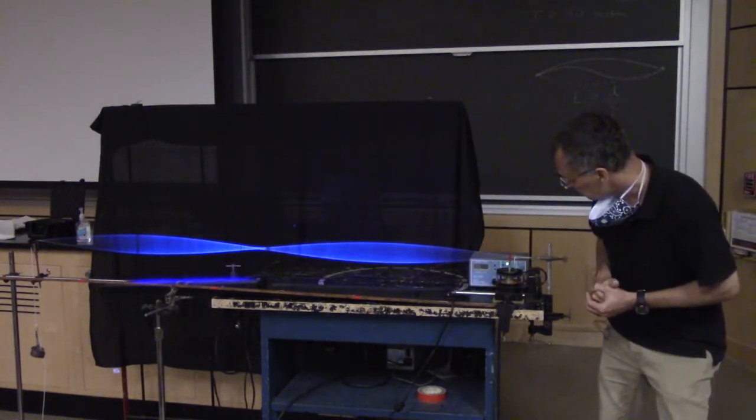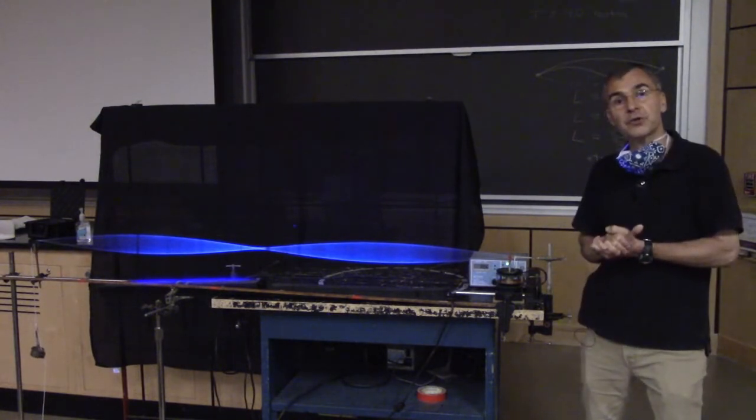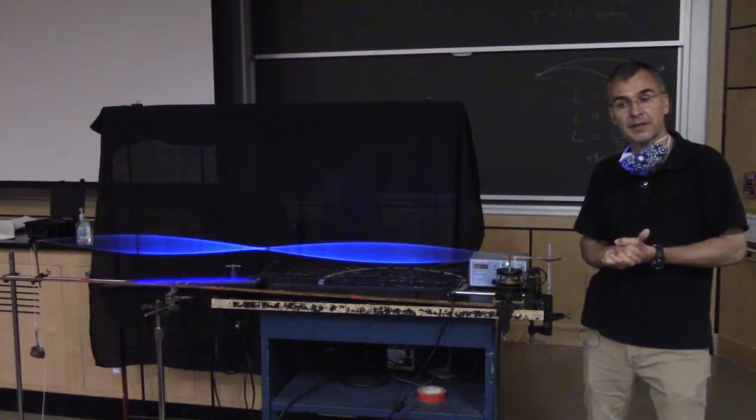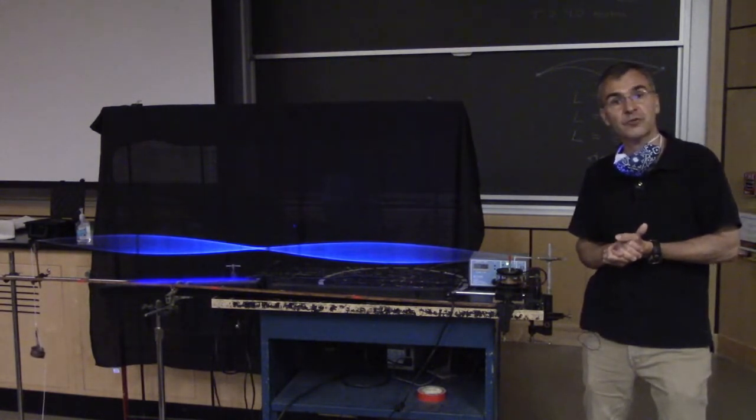Let's go up. So now the third mode should have 1.5 waves on the string. That should be triple our original frequency. So that should be about 45.6, maybe 45.9, somewhere between 45.5 and 46 cycles per second. Let's try that.